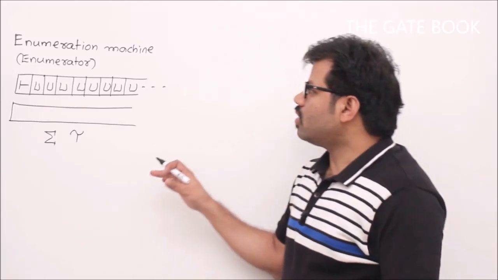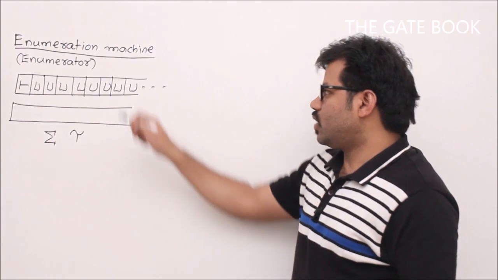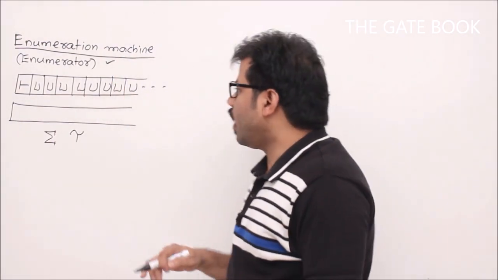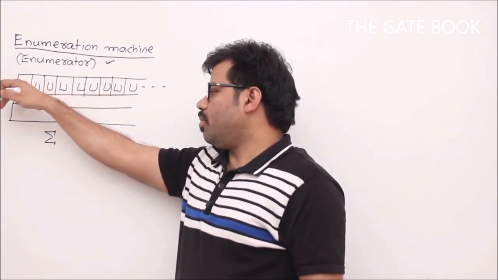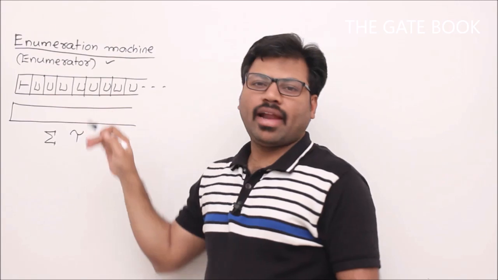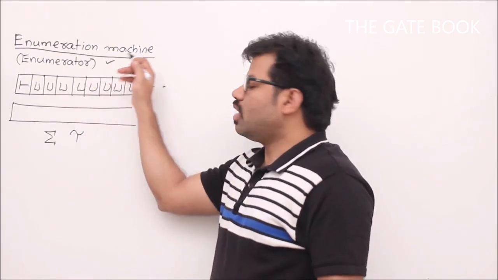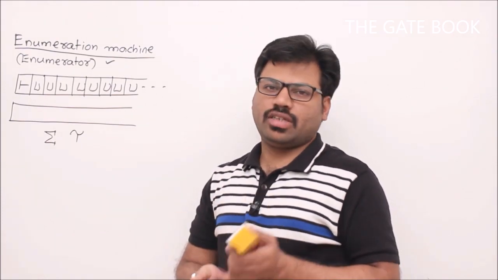Let us see one more concept called enumeration machine. It is one more variation of Turing machines, also known as enumerator. Let me define that. Like a Turing machine, you have a semi-infinite tape, but initially there will be a left end marker followed by all blank symbols. That means no input. Here the enumeration machine won't take any input because it is not that kind of machine which takes input.